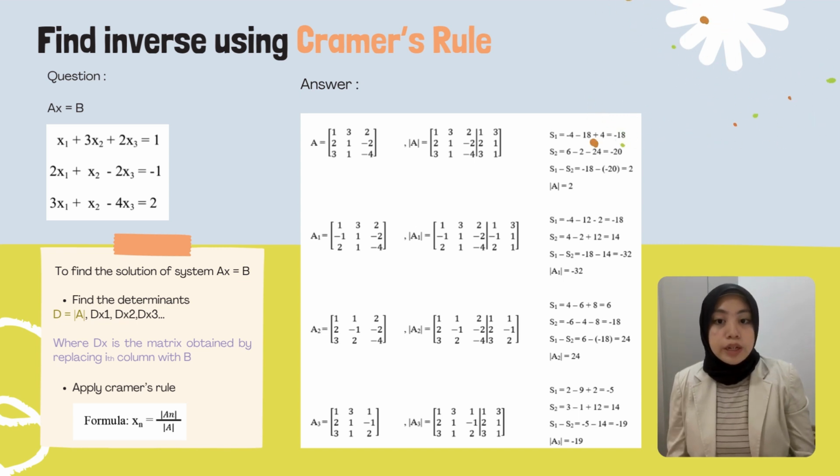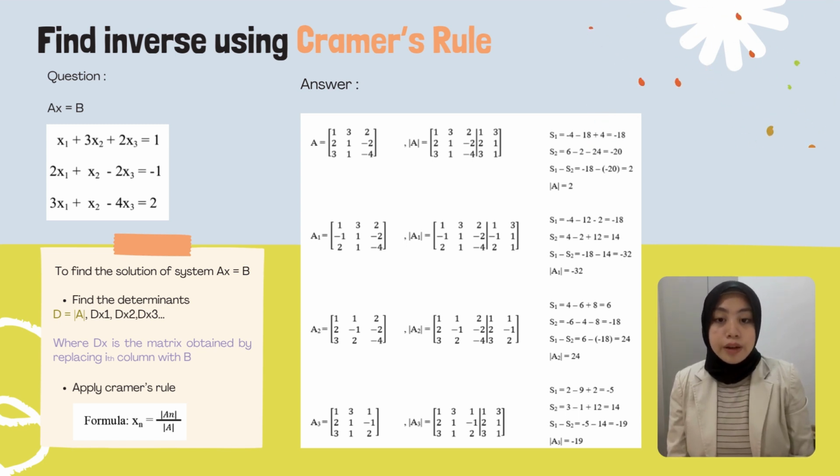Firstly, we need to find the determinant of the original matrix. Secondly, for finding A1, we need to find the determinant of A1 by replacing the first column with column B. And it goes on with the other matrices for A2 and A3. So for A2, we replace the second column of matrix A with column B. And it goes on with A3.